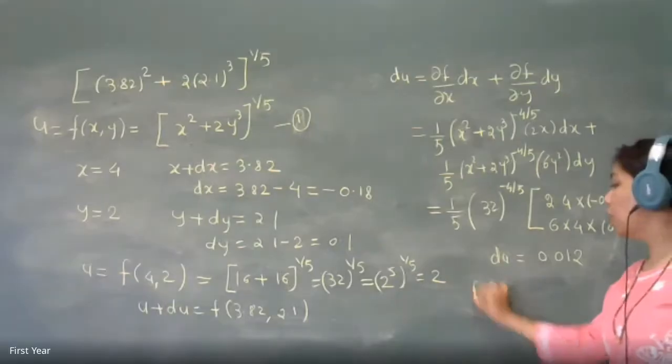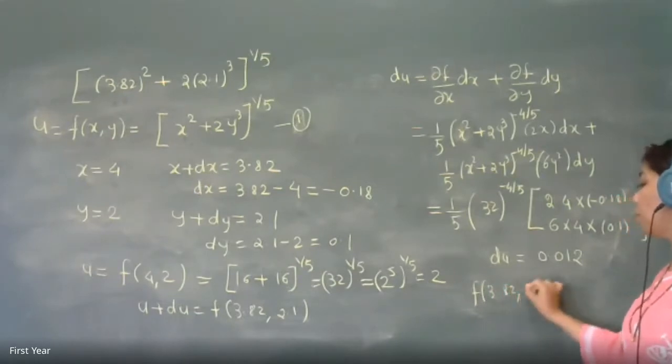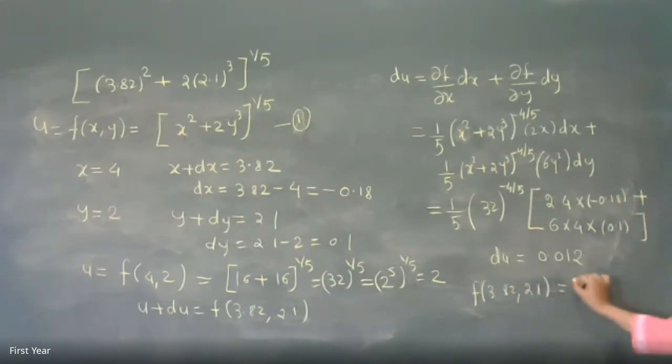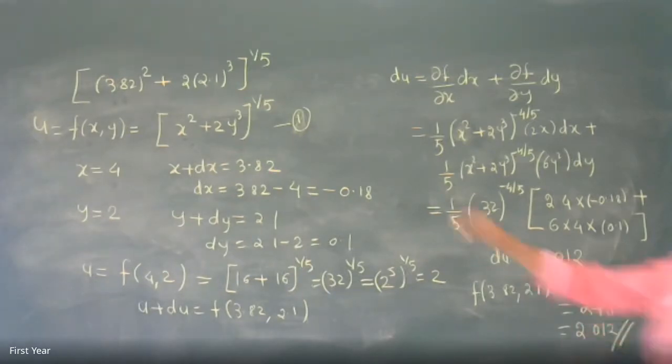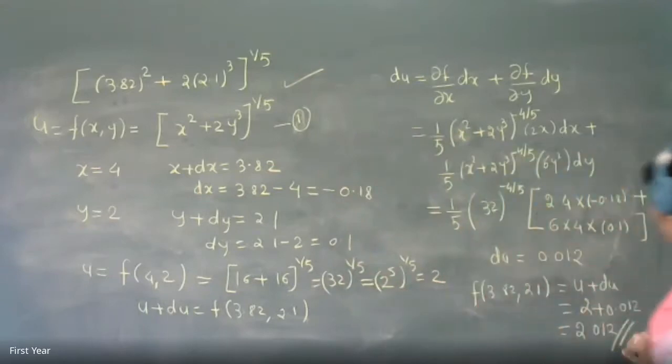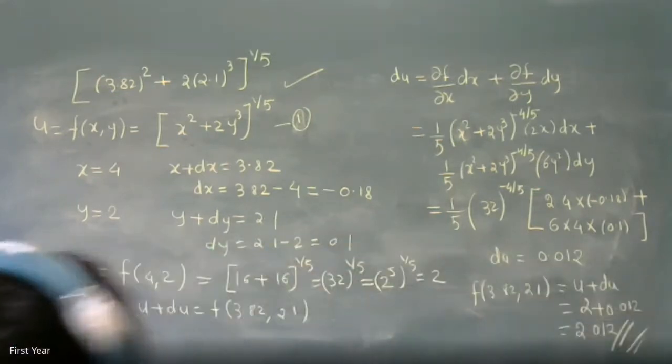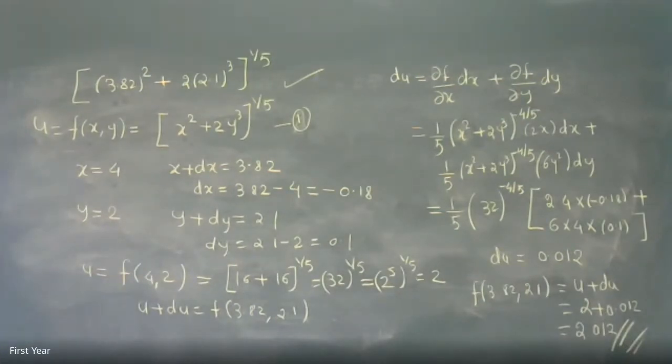0.012. And therefore your value of f of 3.82, 2.1, which is your given function, will be u plus du. What is u? u is 2. 2 plus 0.012, and that's your answer: 2.012. Calculate on your calculator now this value and see it will be exactly equal to this. Okay, fine. So that is the question of approximation. So error and approximation is complete now. If you have any doubt, you can ask, please.